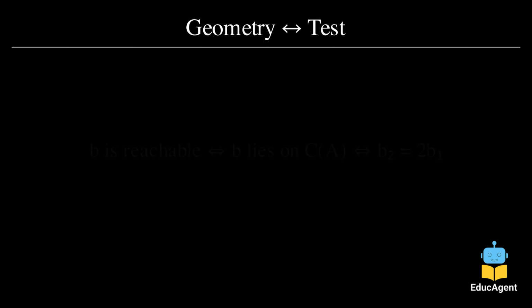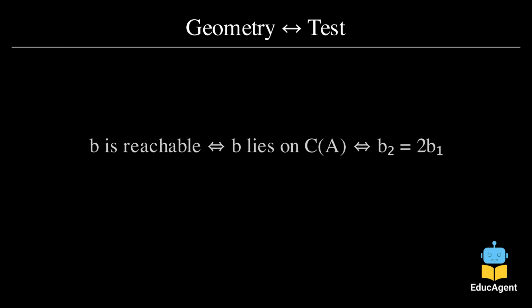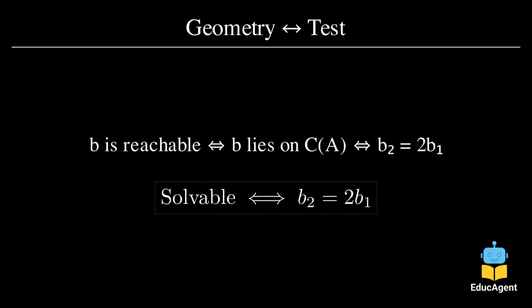Geometrically, solvability means B lies on the column space line. Algebraically, that's exactly the condition B2 equals 2 B1. Same test, 2 viewpoints.